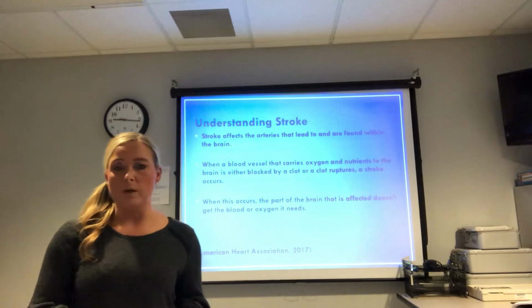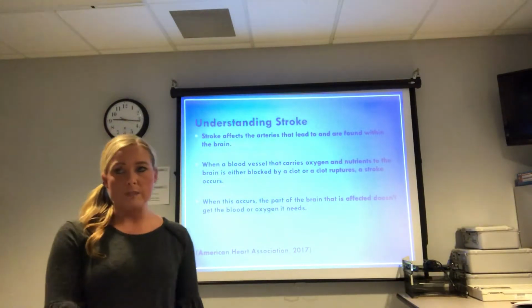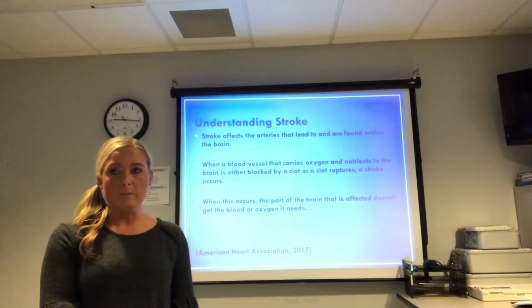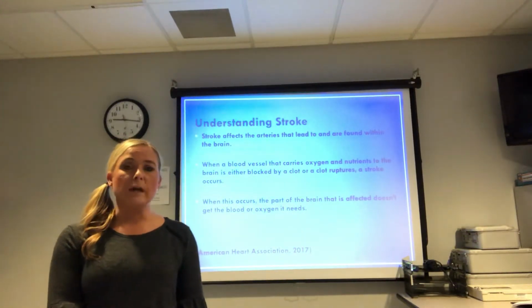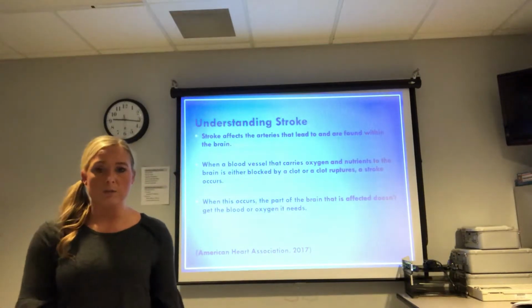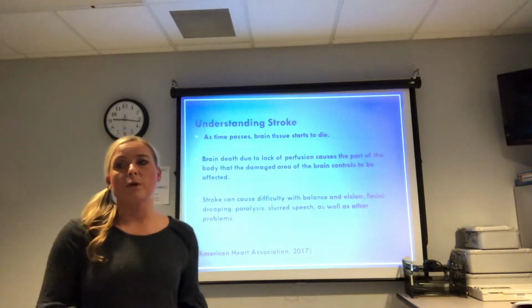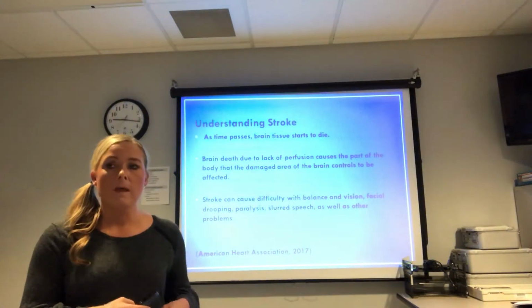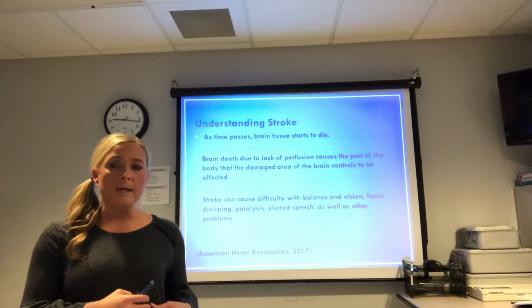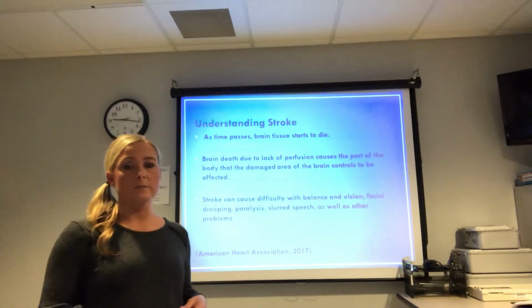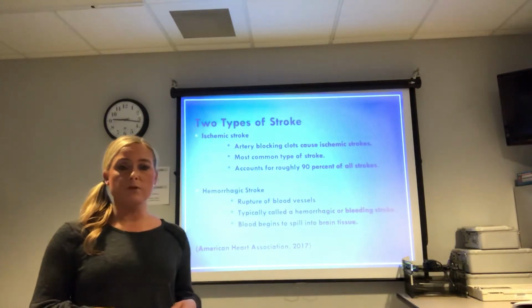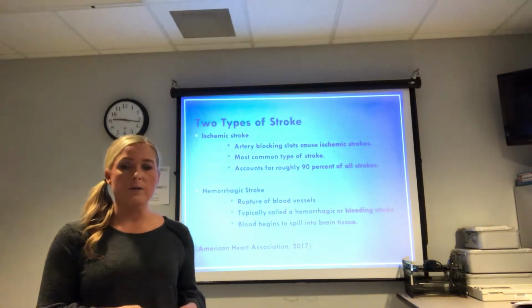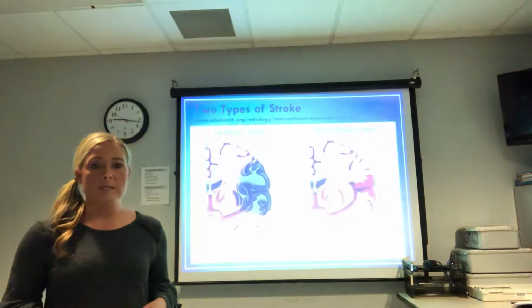To understand stroke a little more, we need to discuss the physiology. Stroke affects the arteries leading to and found within the brain. When a vessel is blocked by a clot or a clot ruptures, a stroke occurs. When this occurs, the brain doesn't get the blood and oxygen it needs, and over time, that part of the brain begins to die. The part of the body that is controlled by the damaged area of brain is negatively affected. There are 2 types of stroke. An ischemic stroke is where an artery is blocked, and a hemorrhagic stroke is a rupture of blood vessels, as can be seen on the next slide.